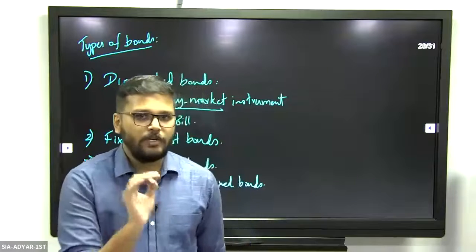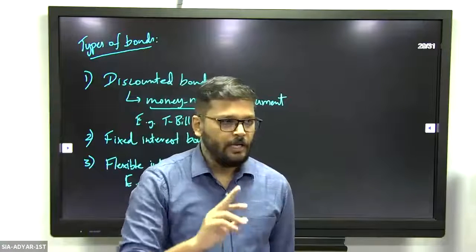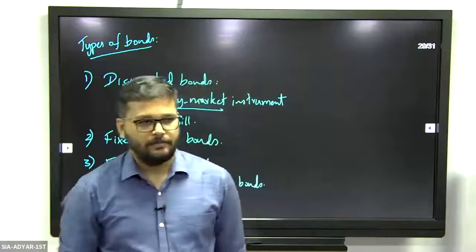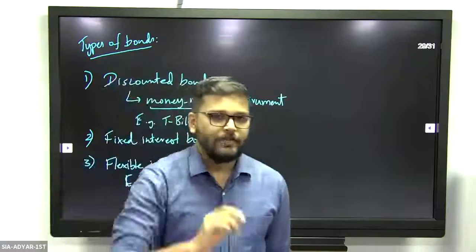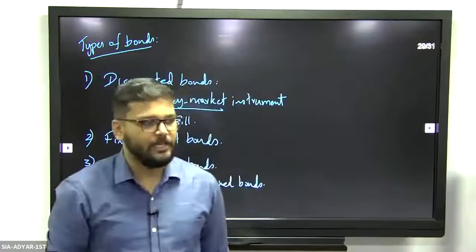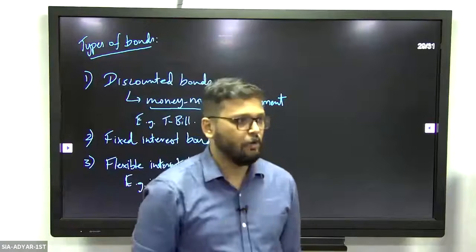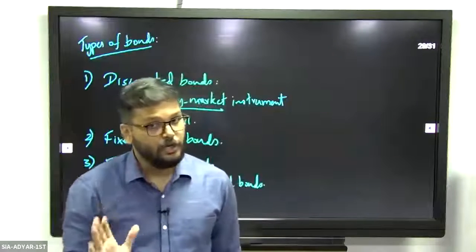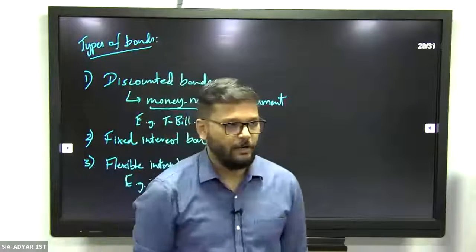The bond will say, whatever is the rate of inflation in the economy, I'll give you 2% more than that. If the inflation is 8%, you will get 10%. If the inflation is 2%, you will only get 4%, which means you are assured of a better return than the inflation in the economy.